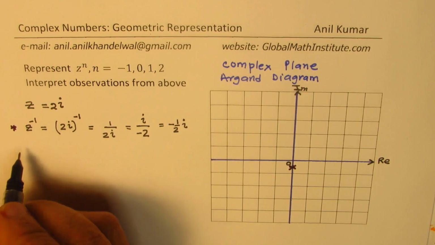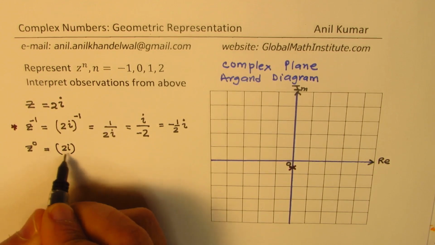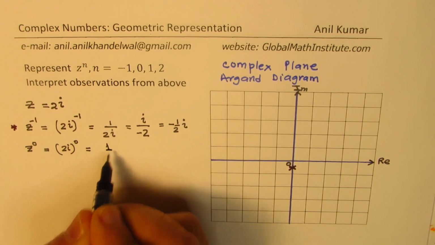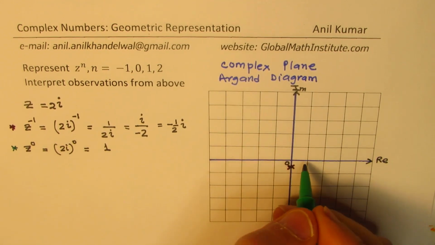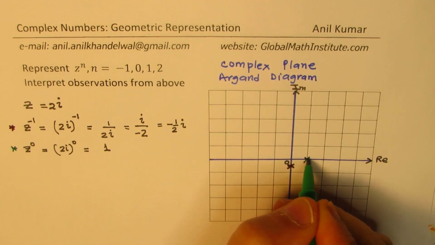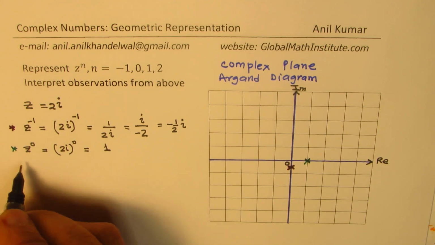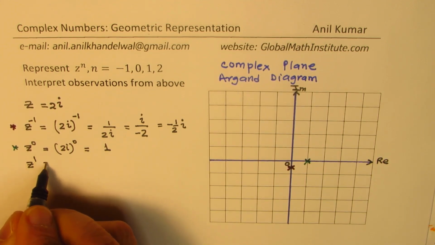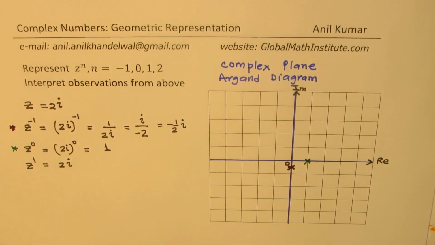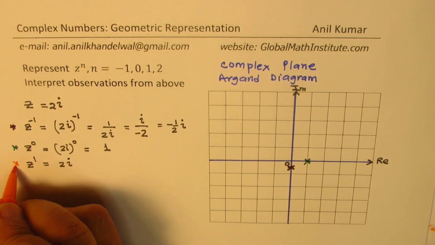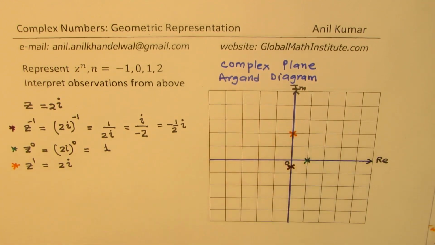Now let's talk about z to the power of 0, which means 2i to the power of 0. Anything to the power of 0 is just 1, and let me represent this by green color. So that will be a real value of 1. Is that clear to you? Now, let's talk about power as 1. So z to the power of 1 will be 2i, right? So 2i, whose magnitude now is 2, right? And this will be represented on the imaginary axis right there. Clear?